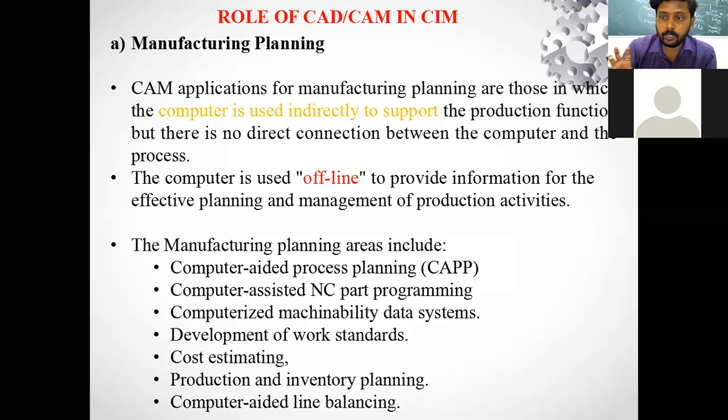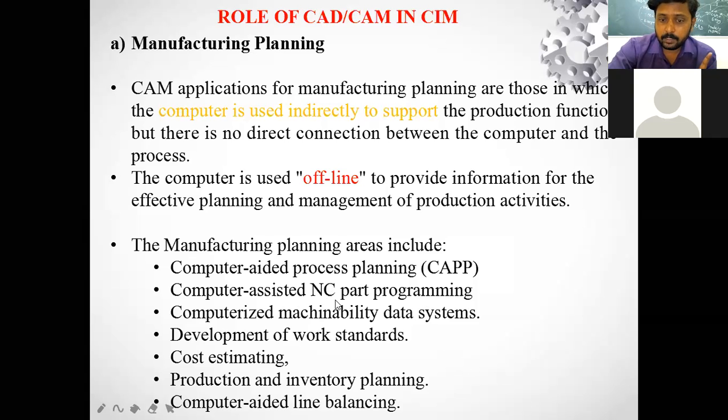We are using computers in a supporting role. Also, it is not directly connected with the systems and it is used offline, not online. The areas for manufacturing planning, what are those areas? The first one is CAPP that we have discussed in previous lectures. If you remember, computer aided process planning, which is done at the starting phase of the design manufacturing.